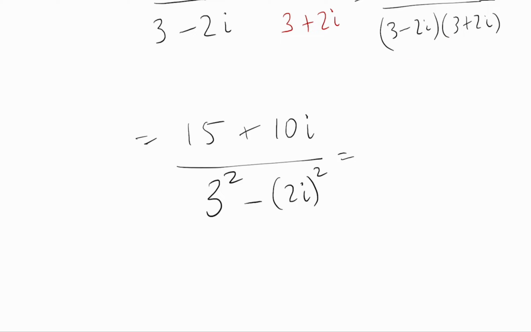3 times 3 is 9. Then this is 6i plus 6i minus 6i, so they cancel each other out. And finally, you're left with minus 2i times 2i. So there's a minus, but then, 2i times 2i.